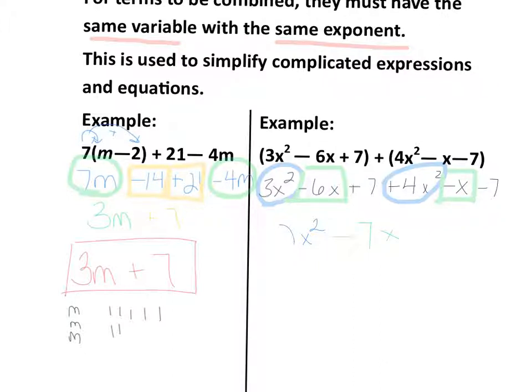And then going on to the last one, it's plus 7 minus 7, which is representative of a plus 0, or you don't even have to really write that. So your final answer for combined like terms is 7x squared minus 7x, or you could do 7x squared minus 7x plus 0. It's not mathematically inaccurate to write it. You just won't typically see a lot of math teachers write that.